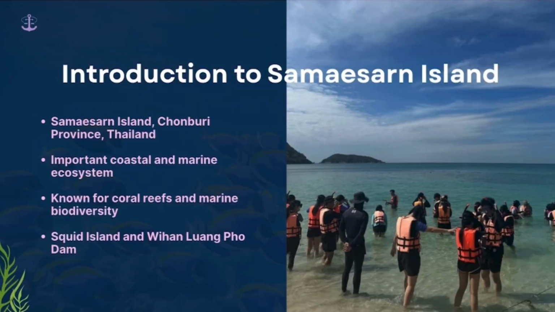So moving on to our brief overview about Samesan Island. Samesan Island is located in Chonburi Province, Thailand, and considered an important coastal and marine ecosystem. This island is well known for the coral reefs and high marine biodiversity, making it a popular site for marine study and ecotourism. Key areas around Samesan Island include Squid Island and Vihan Long Po Dam for sightseeing, which support diverse marine life and attract both researchers and tourists.